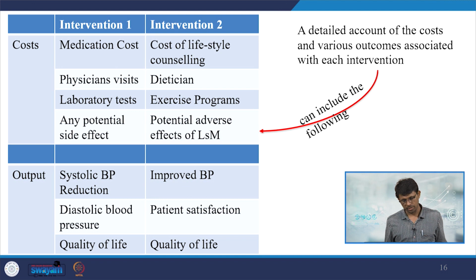have costs for lifestyle counseling, dietitians, exercise programs, potential adverse effects, etc. In terms of output, for intervention 2, that is lifestyle improvement, we can check improved BP, patient satisfaction, and quality of life, and the same quality of life can also be checked in the first intervention, where the cost for drugs is counted. Usually in the first case, since drugs are taken, systolic BP reduction is counted, and similarly diastolic blood pressure can also be checked.